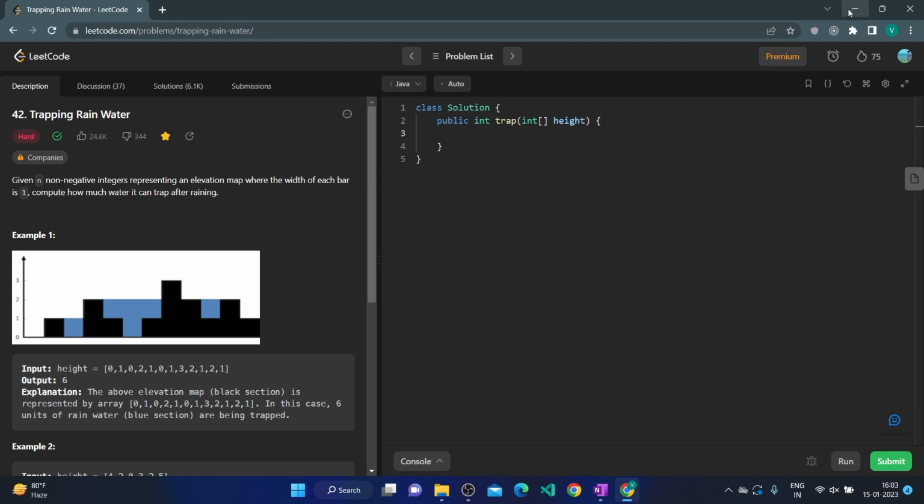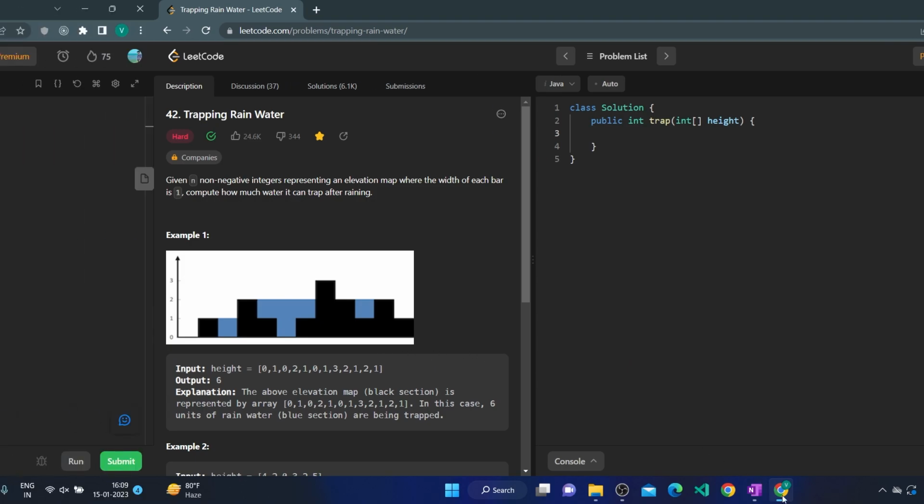Today we will be solving this problem, trapping rainwater. You can go through this problem statement, but what it says is we are given an array of positive integers, and these integers represent some elevation, shown in this 2D diagram, which is a 2D graph. And here we have to tell how much water can be trapped between these elevations. Okay, so let's see how we can solve this.